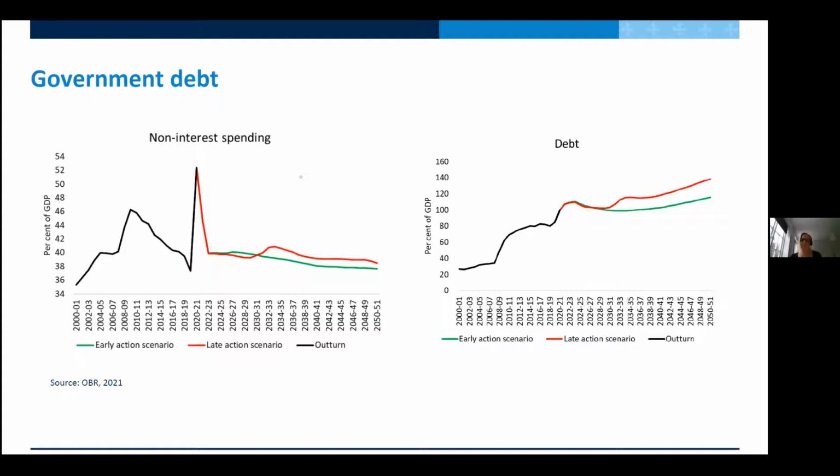And by 2050, public sector net debt, shown on the right-hand side, is 25% of GDP higher than the baseline. But this is somewhat less than the overall increase as a result of the COVID pandemic.